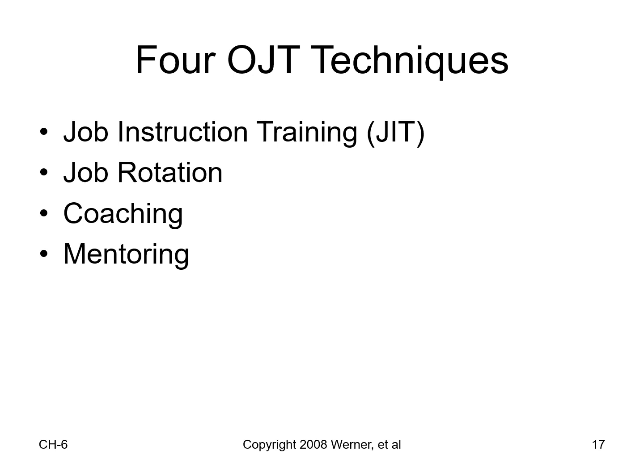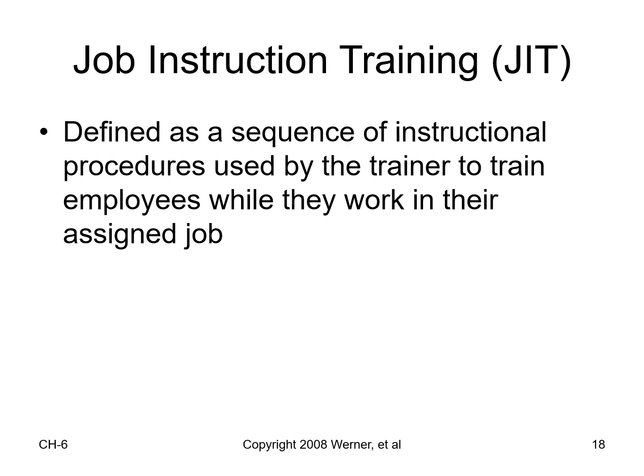So on-the-job training, we have 4 different categories. We have JIT, which is job instruction training. We have rotation, coaching, and mentoring. For job instruction training, this is defined as a sequence of instructional procedures used by the trainer to train employees while they are working in their assigned job. Basically, we have a number of steps that the trainer, that the supervisor is going to implement with you while you are being assigned to your post.